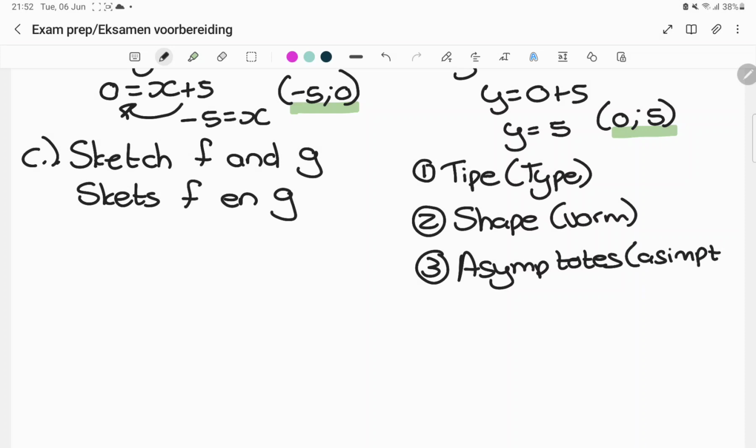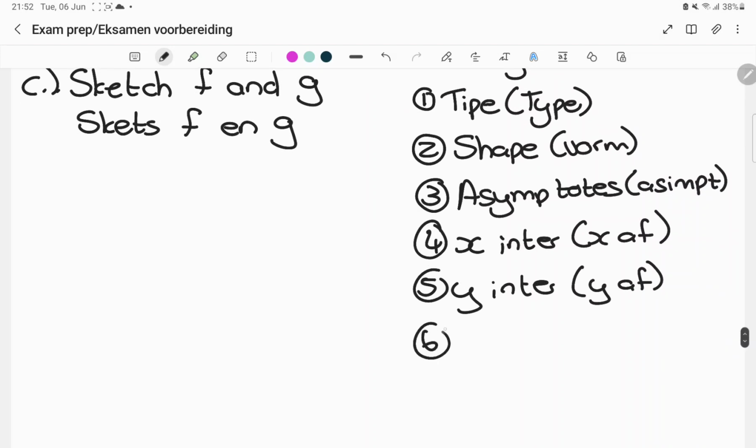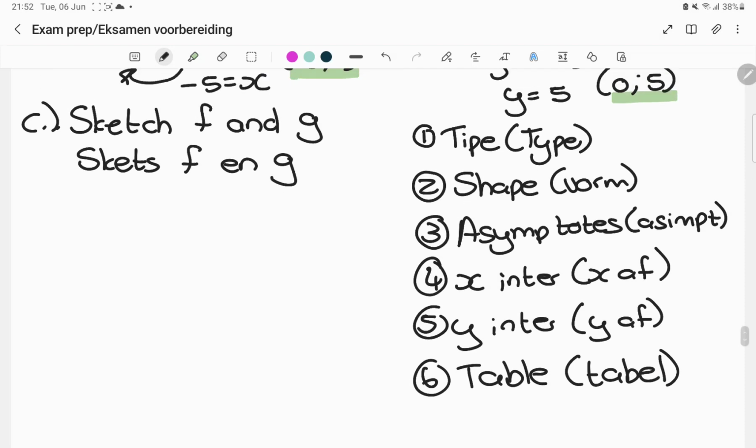Now we know the only graphs with asymptotes is my hyperbola and my exponential, which is neither of these. But I'm going to need my x-intercept, so my x-afsnit, and I'm going to need my y-intercept, so my y-afsnit. And then lastly, you can make use of a table to just get a bit more points to make sure that you are on the right track.